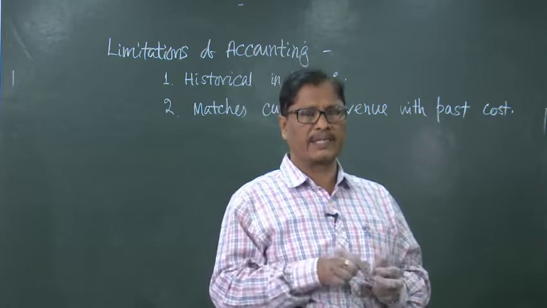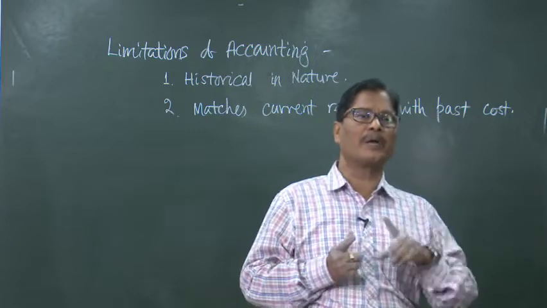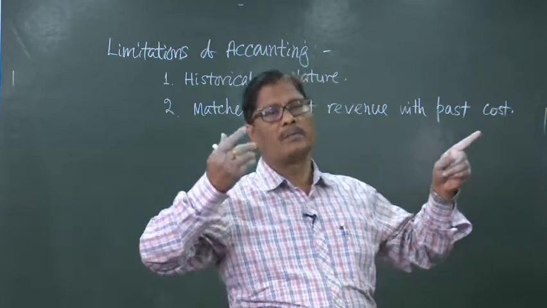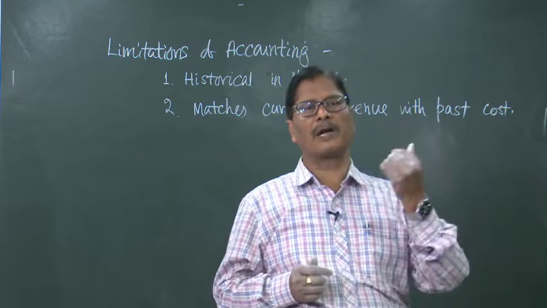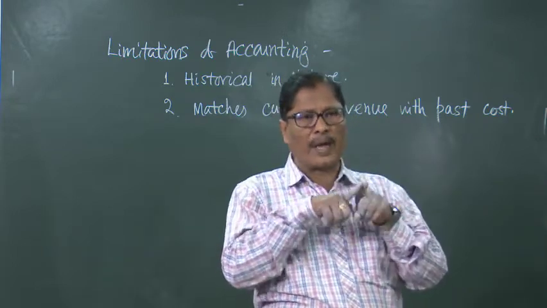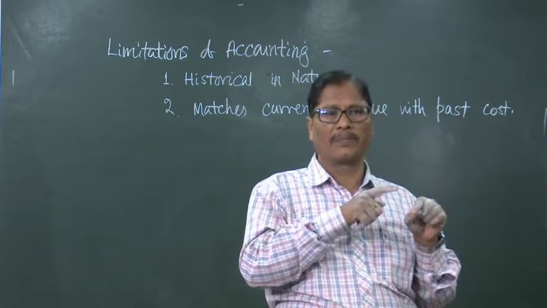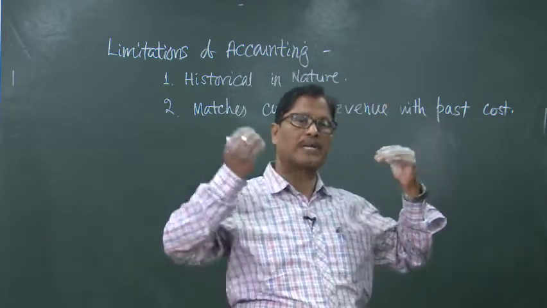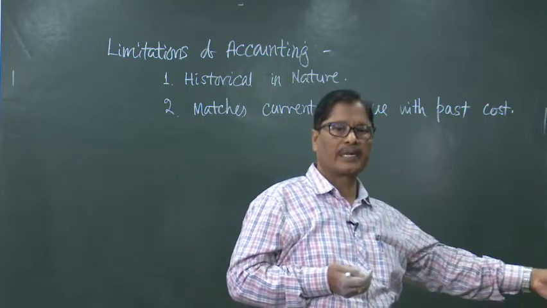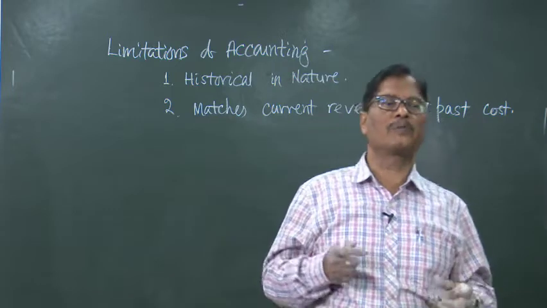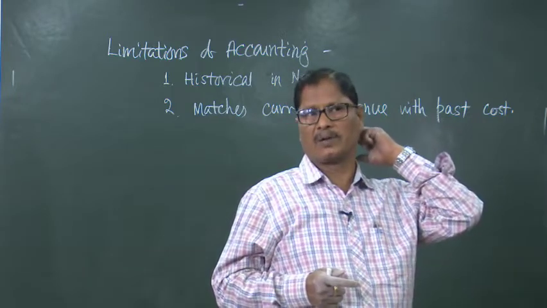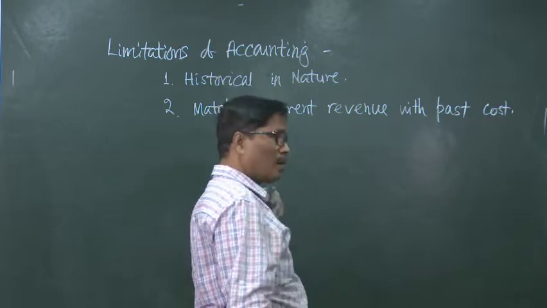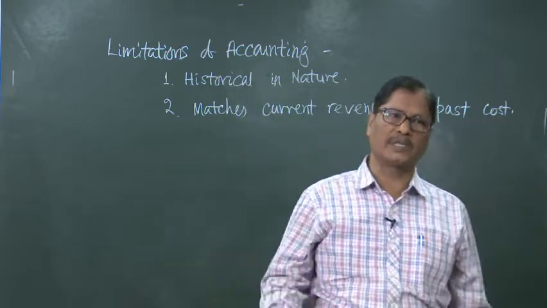If the selling price is 160, we need not be very happy that we are making a profit of 160 minus 110, that is 50 rupees, because the value of money has decreased. Now it is available for 150. So you should match the cost of today, that is 150, with 160 in order to get the real, true profit. But we are comparing 160 rupees, the current revenue, with the past cost, that is 110. So we are very happy that we are getting 50 rupees profit, but actually it is not the case. We are making less profit, but thinking more profit has been earned due to this wrong approach of accounting. This is another limitation.